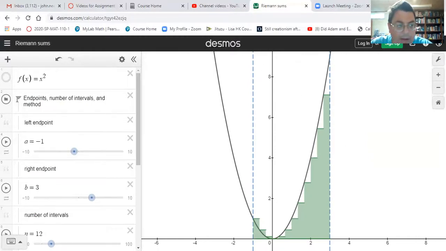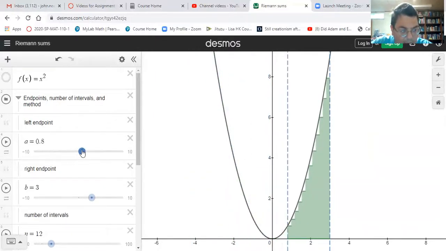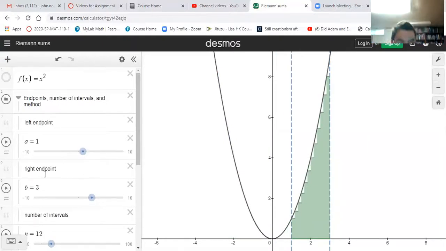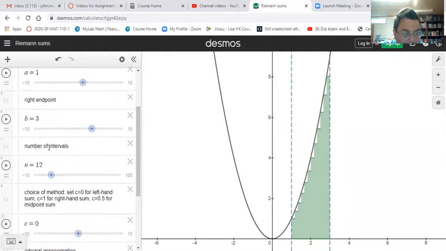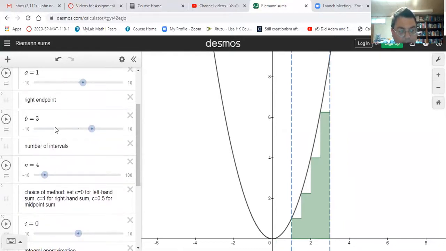And so I'm going to do the area from 1 to 3. This is the left point of my interval, so I'm going to make that 1 because that's what we were using. And then the right endpoint is going to be 3, which it is already. This is going to be the number of intervals. So let's do what we did before, where we use 4 subintervals. So I put that to 4.